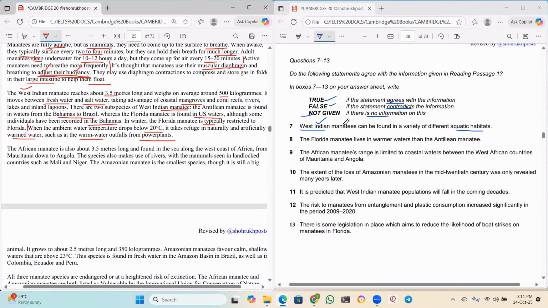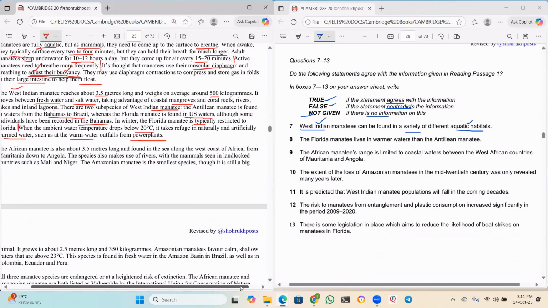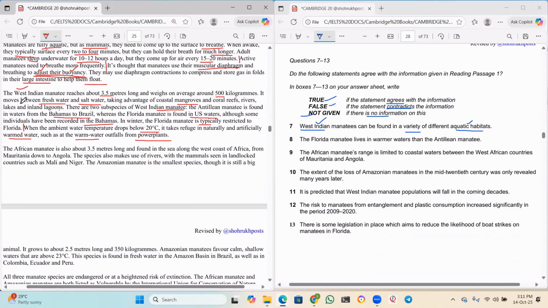He says the West Indian manatees can be found in a variety of different aquatic habitats. Okay, now read the first and second sentence. What do you understand from that? See, West Indian manatee is this much long, this much weight. Then it moves between freshwater and salt water, taking advantage of coastal mangroves, coral reefs, rivers, lakes, and inland lagoons. Is this sentence matching with the question? West Indian manatees can be found in a variety of different aquatic habitats.